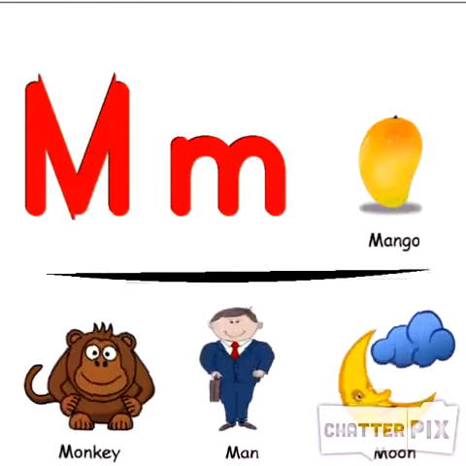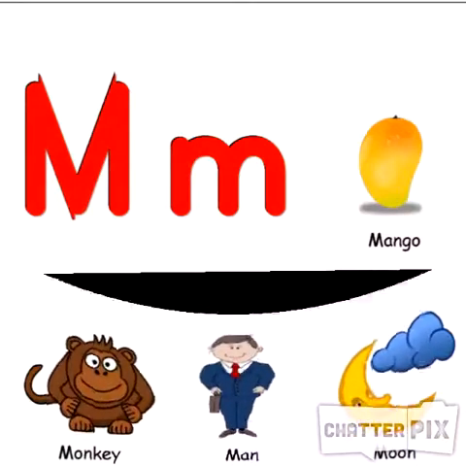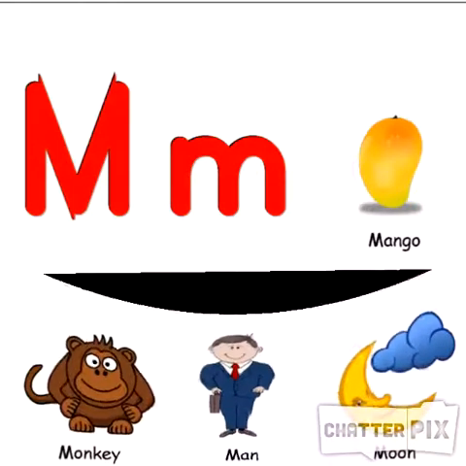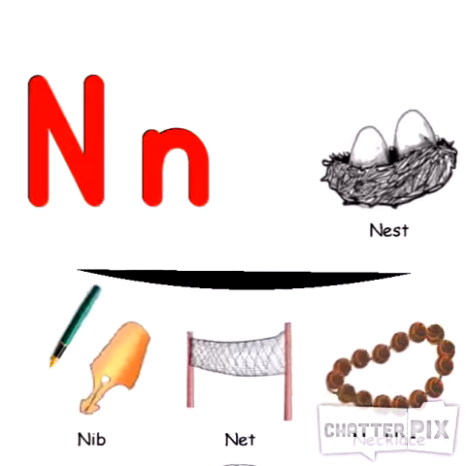Yes, you are right. It is letter M. And sound of M is M. M. Mango M. Monkey M. Man M. Moon M. Children, next letter is letter N.